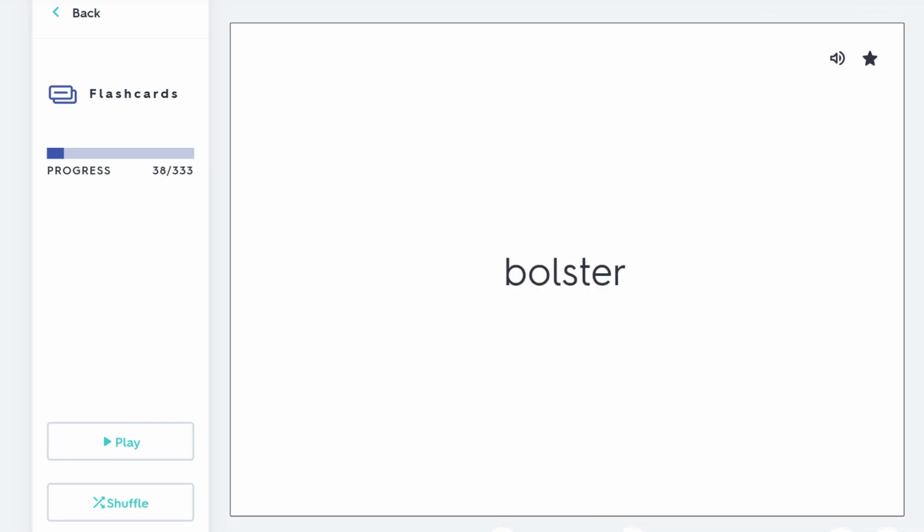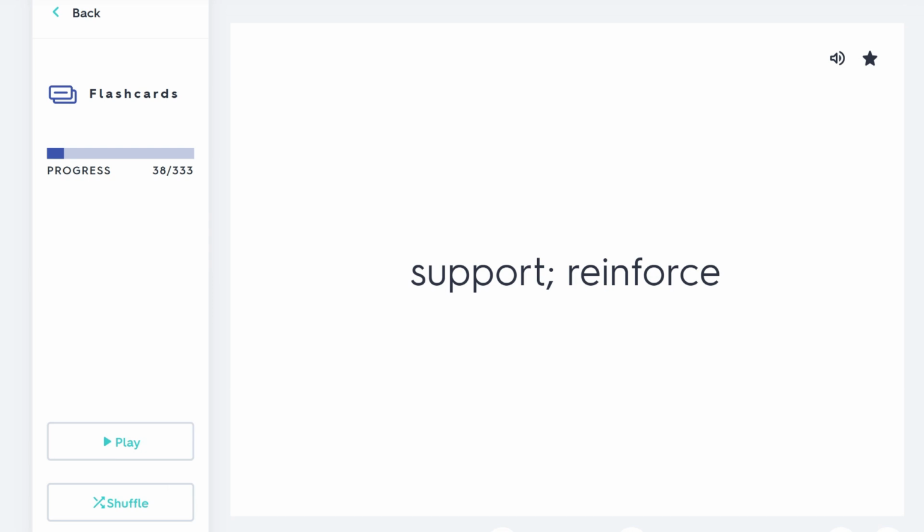Bolster. To support or reinforce. He bolstered his argument with evidence. Bolster.